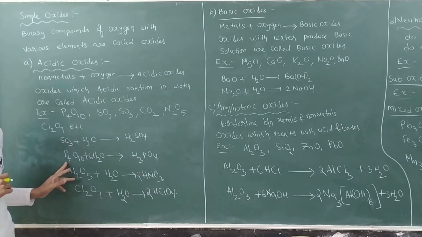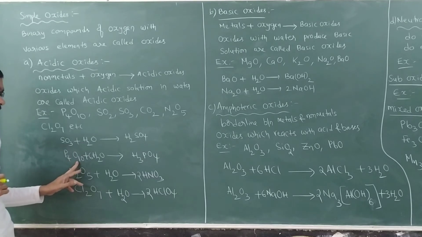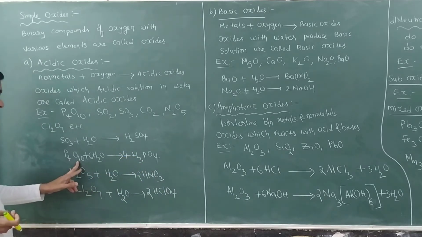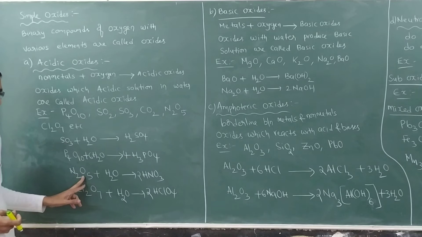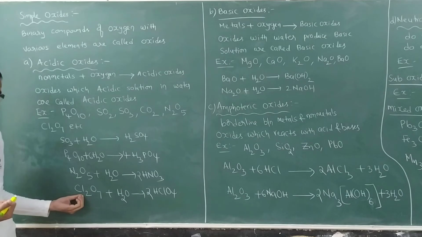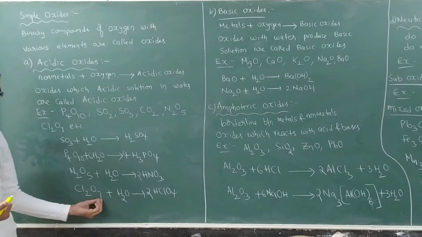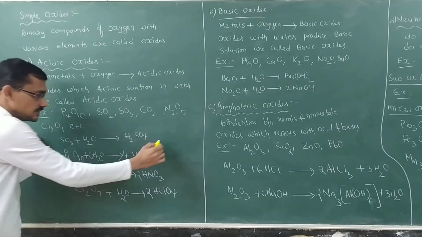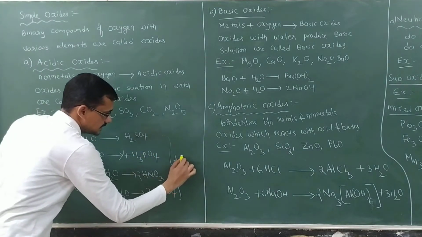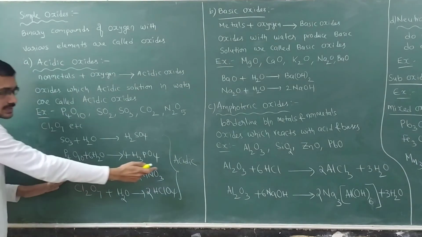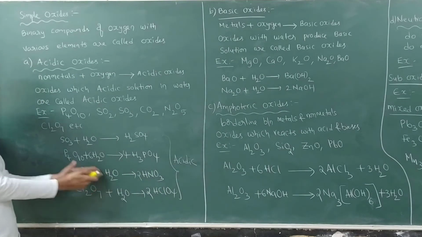tetraphosphorus decaoxide, giving what? Phosphoric acid, which is an acidic solution. Dinitrogen pentoxide with water produces nitric acid, which is an acidic solution, and dichlorine heptoxide, with 7 oxygens, gives what? Perchloric acid. So all are actually which type of solutions? They are acidic solutions. Oxides which give an acidic solution in water, they are called what?